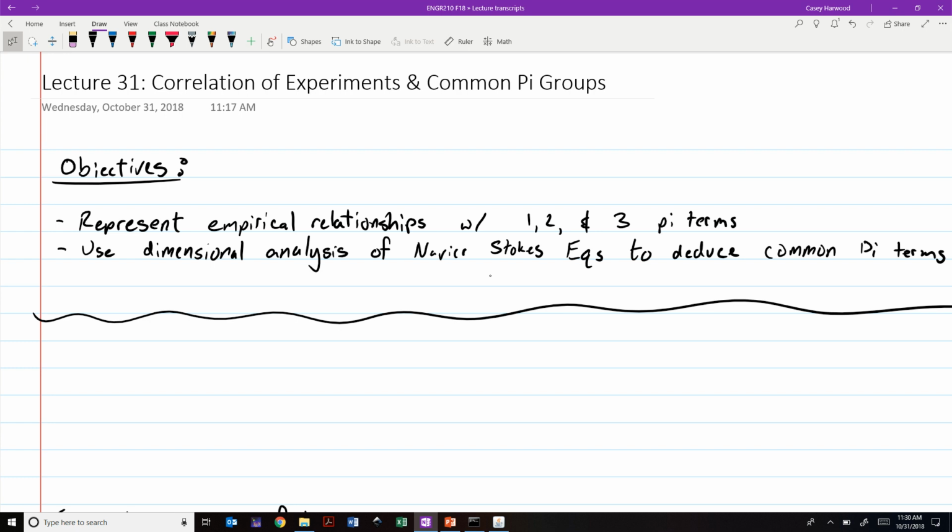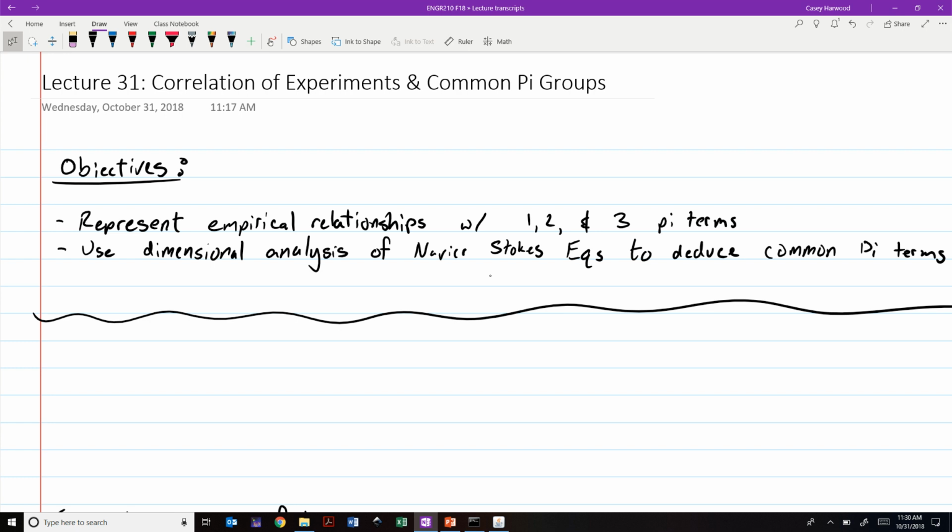Today and Friday are going to be wrapping up Chapter 7 on dimensional analysis. Today's a little bit more applied. We've established at this point how we can use this tool of dimensional analysis to take some relationship between a bunch of dimensional variables, and we can apply the repeating variables to boil it down to a smaller set of dimensionless variables.